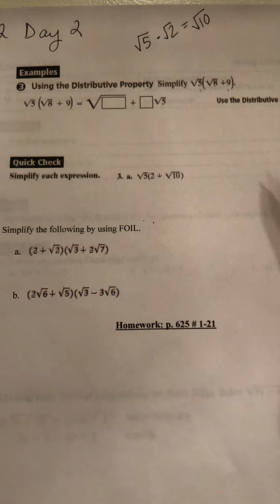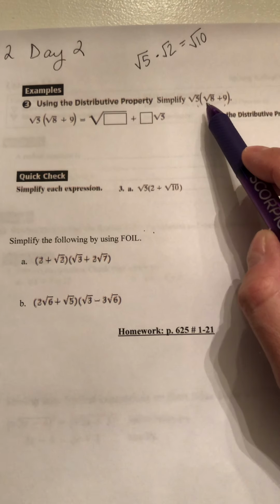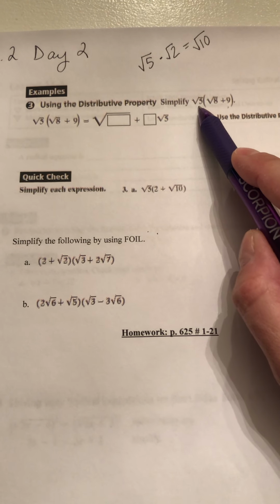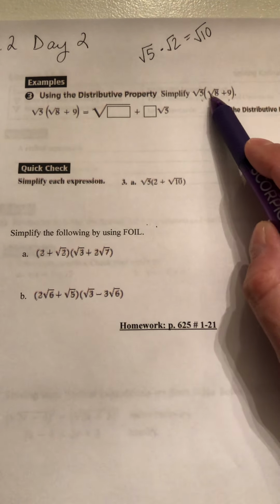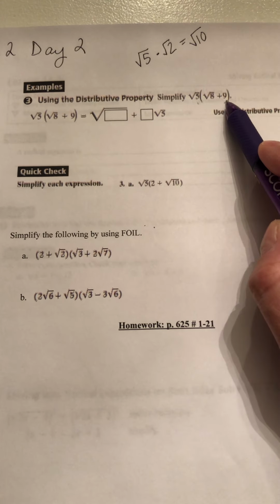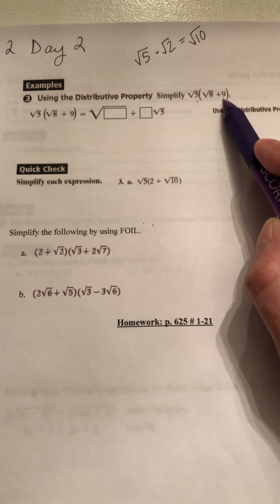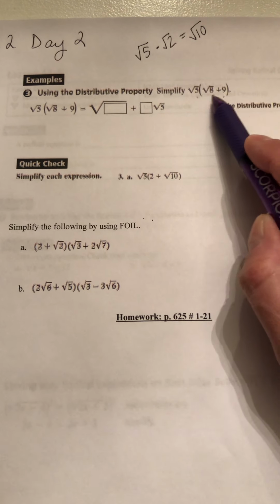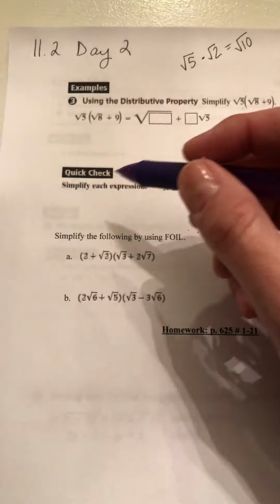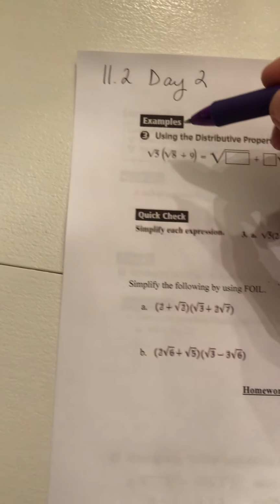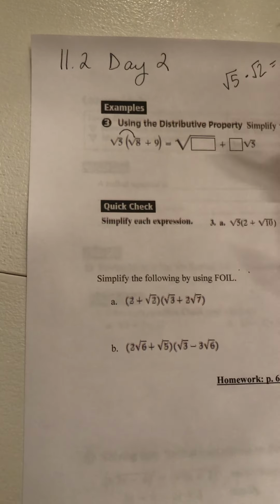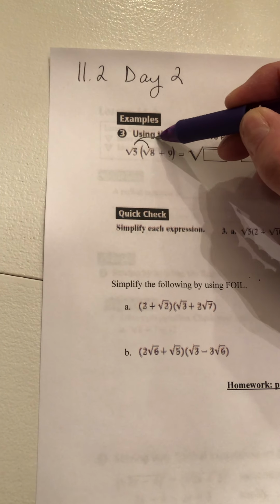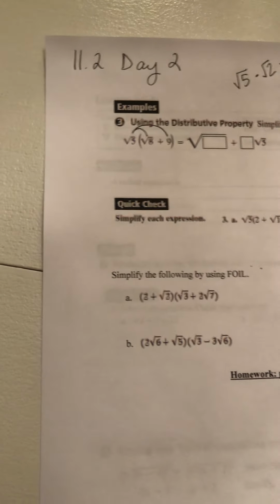So the first two examples are using the distributive property. First question, we have this monomial of root 5 being multiplied by the binomial expression root 8 plus 9. The reason we can't simplify that is because that term doesn't even have a radical. So that is what it is. So we're going to distribute, throwing the root 5 to the root 8. Also throw the root 5 to the 9.